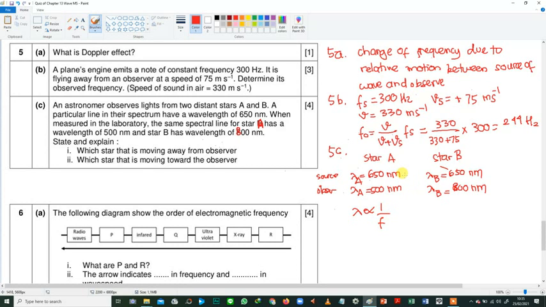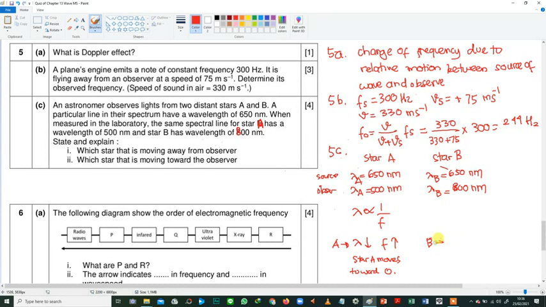And then look at A. For A, the wavelength increases or decreases? Decreases, right? So what happens with the frequency? The frequency will increase. When the frequency increases, star A moves where? Frequency increase means toward the observer.